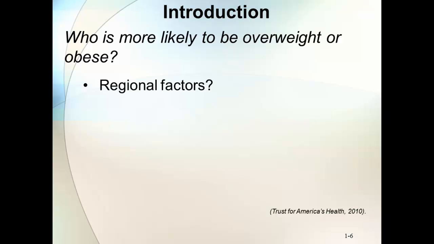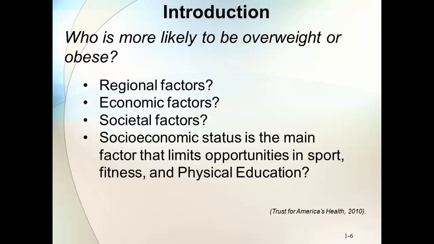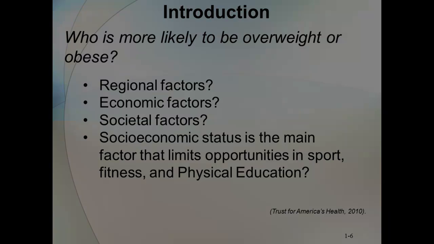Who is more likely to be obese? We have regional factors, economic factors, and society factors. We can say that socioeconomic status is the main factor that limits opportunities in sport, fitness, and physical education. It is not gender, age, or how athletic you are.